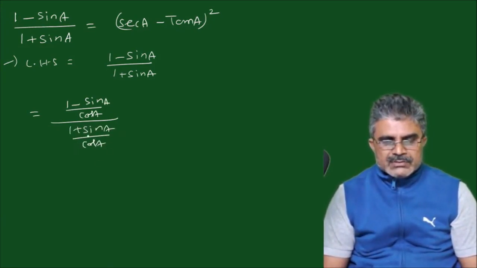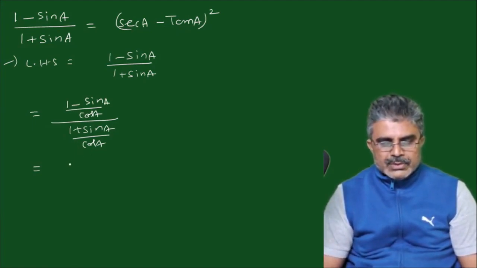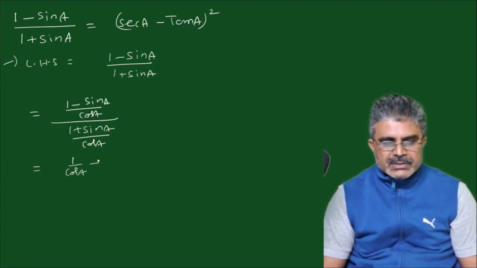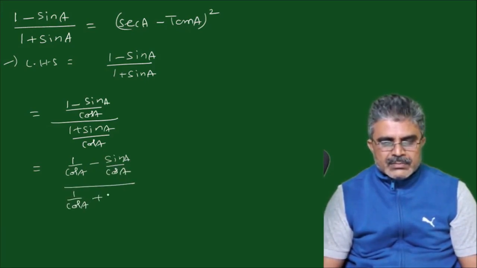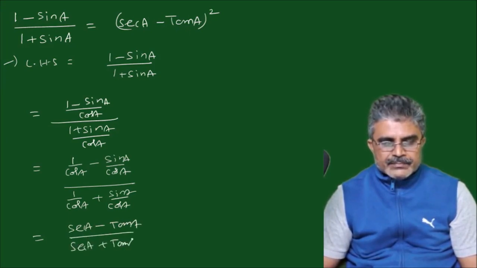So by reciprocating, this cos A will get cancelled. Our previous will not be disturbed. So here 1 plus sin A, 1 minus sin A, I want to distribute this denominator to two expressions, like 1 by cos A minus sin A by cos A divided by, here also 1 by cos A plus sin A by cos A. So from this obviously we can write 1 by cos A is secant A, minus sin A by cos A is tan A, divided by secant A plus tan A.